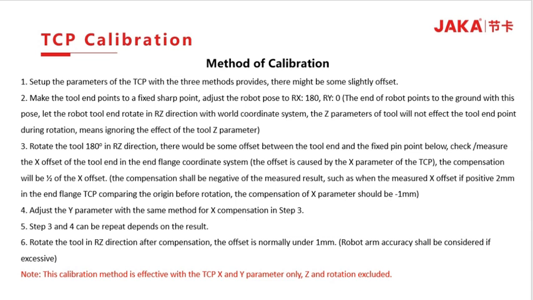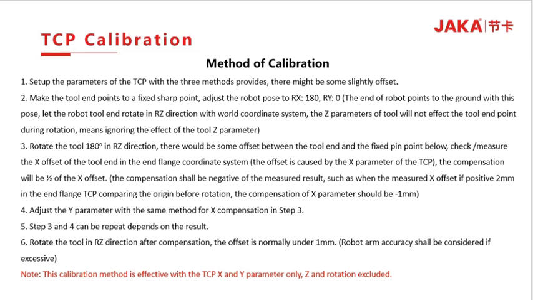Let the robot tool end rotate in the RZ direction with the world coordinate system. The Z parameter of the tool will not affect the tool end point during rotation, meaning we ignore the effect of the tool Z parameter.